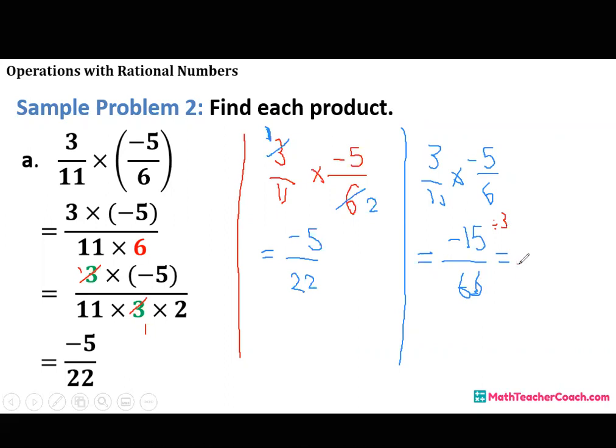Then we will divide the numerator, so it will be negative 15 divided by 3, so it will be negative 5. And 66 divided by 3 will be equal to 11.